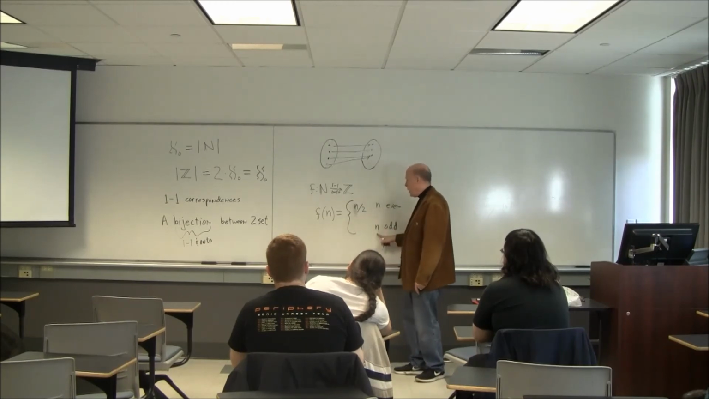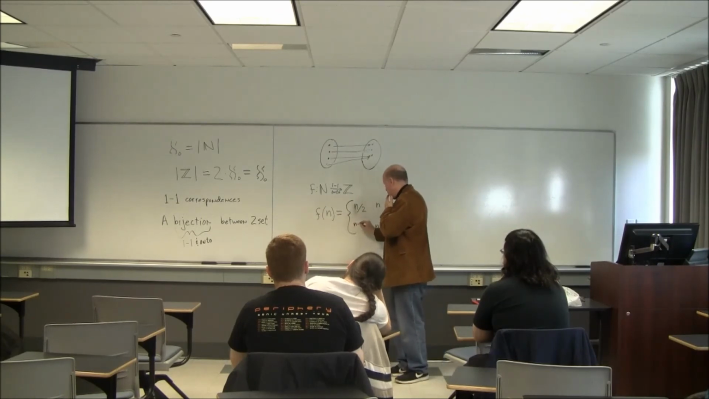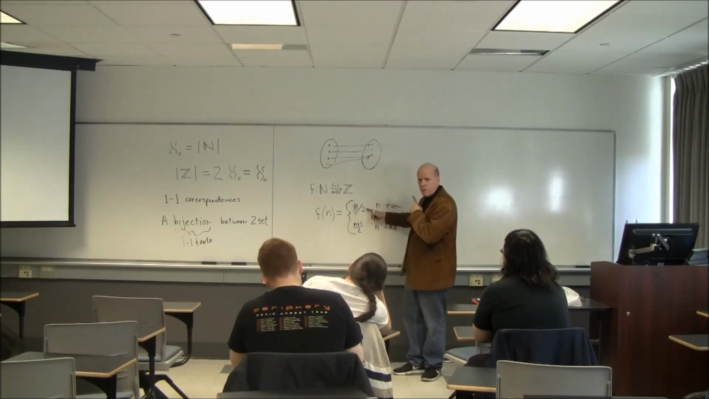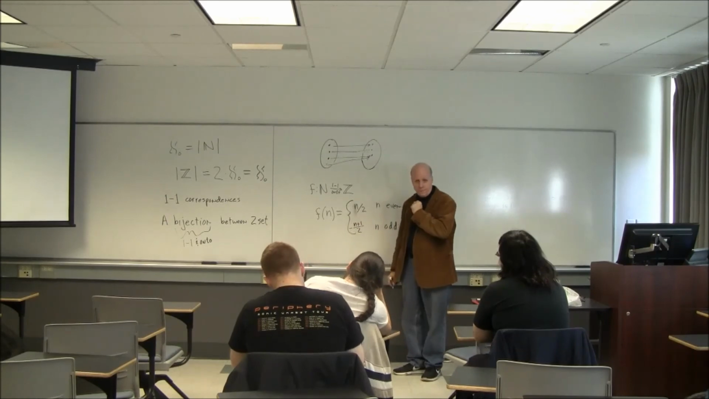Now, what if n is odd? Then I'm going to add 1 first and then divide by 2. And that's not quite enough. That would land me at the same spot as these. I also want a minus sign on that.